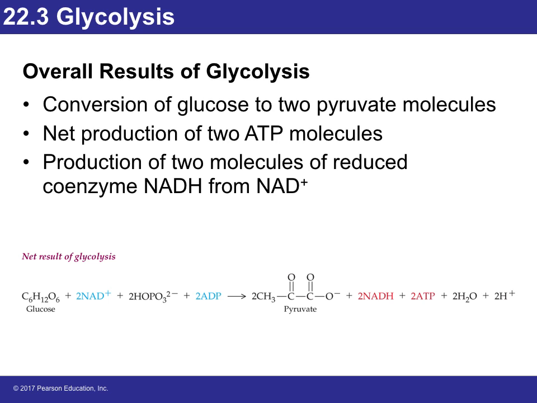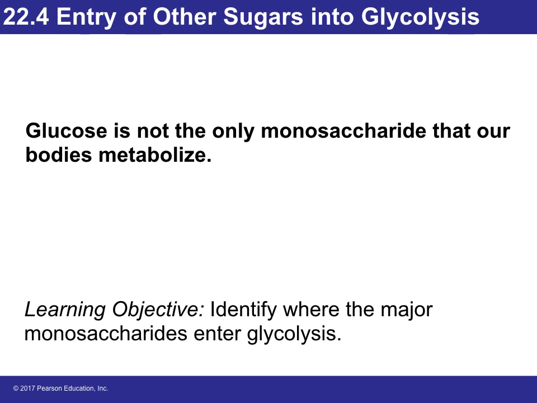Then those intermediates, as I mentioned earlier, NADH from NAD+, and you should also know that glucose has 6 carbons, that's what you have here on the far left, and is going to be converted into 2 molecules that contain 3 carbons. Now, glucose is not the only monosaccharide that our body metabolizes.